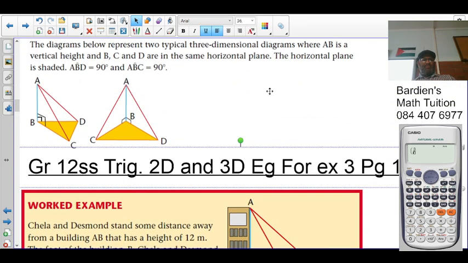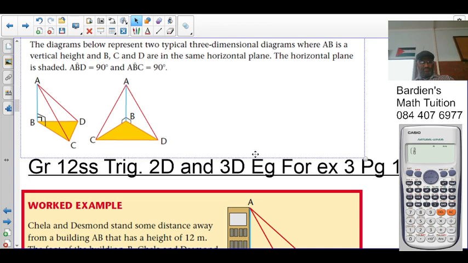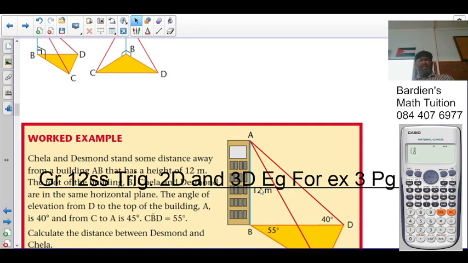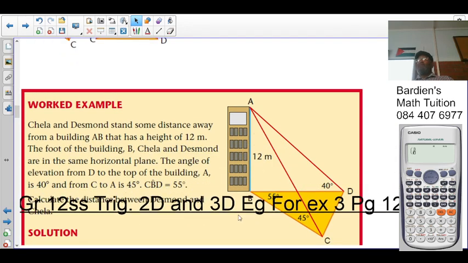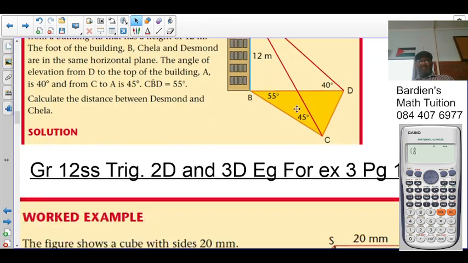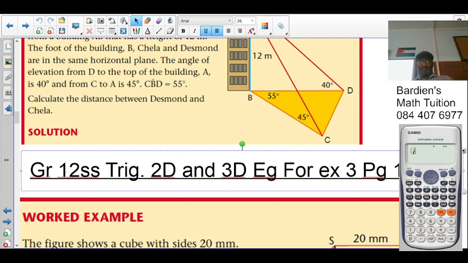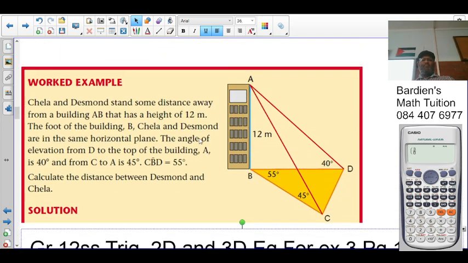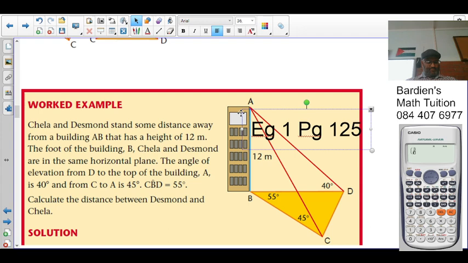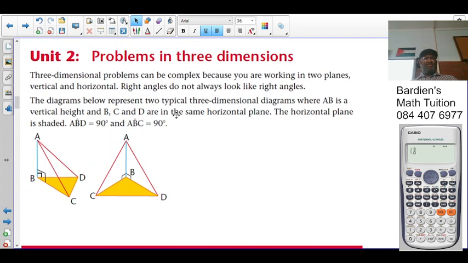This example is on page... Exercise 3 is on page 121, is that correct? Yes, sir. And this example is on page what? 126. Okay, and this example is on page 125. Example 1 is on page 125. Alright, so let's look at what they tell us here. Please settle down if you don't mind, people.